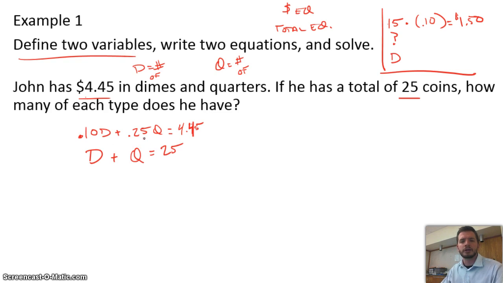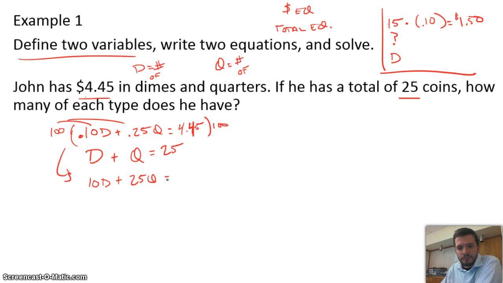For the first one, I wanted to introduce the way to write it in decimals. Honestly, if you know that the decimals are there, you can rewrite it without them, and you'll get the same answer. But what we're going to do today is multiply by 100 to get rid of those decimals. So multiply by 100 and distribute, and it's going to end up being 10D plus 25Q equals 445. All I'm doing is moving my decimal over twice in each section.